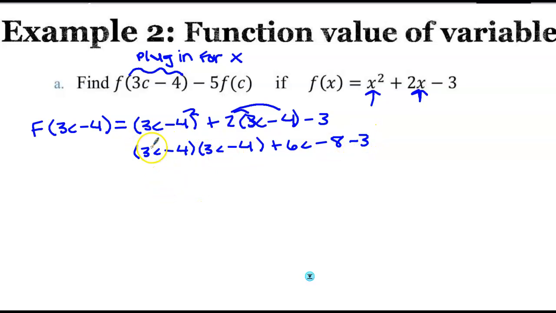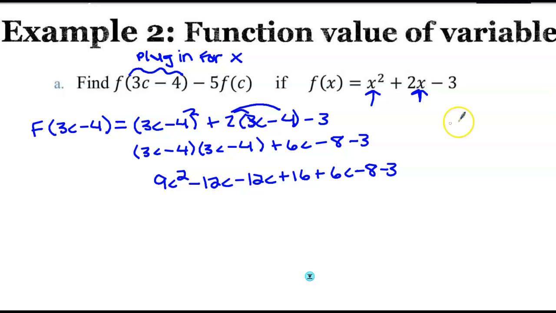Let's distribute. 3c times 3c is 9c squared. 3c times negative 4 is negative 12c. Negative 4 times 3c, again another negative 12c. And then negative 4 times negative 4 is positive 16. And everything else, I'm just going to bring it down.